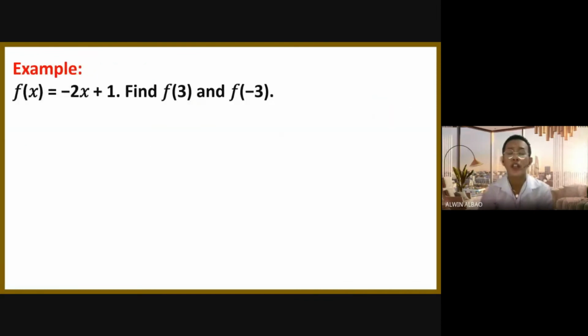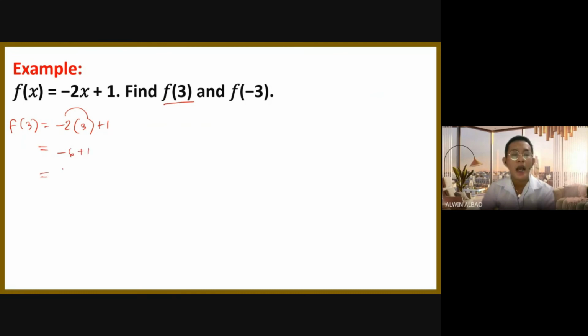In function notation, dapat meron tayong given sa functions. Okay, so let's have f of x equals to negative 2x plus 1. Find the f of 3 and f of negative 3. So, ibig sabihin, yung values natin dito ay isa-substitute natin dun sa values ni x. So, unahin natin yung f of 3. So, f of 3 is equals to negative 2. Palitan natin si 3 ng positive 3. Plus 1. Okay, so f of 3 is equals to negative 2 multiplied by 3 is negative 6 plus 1.